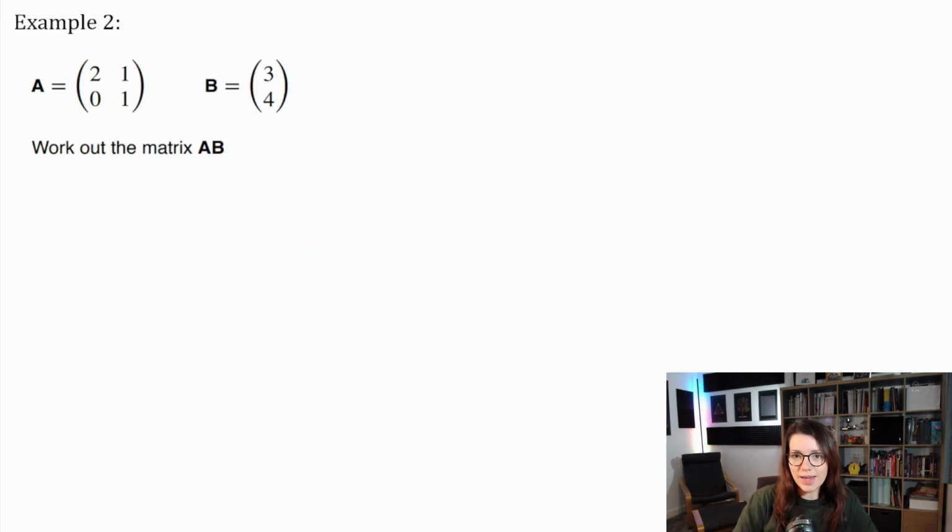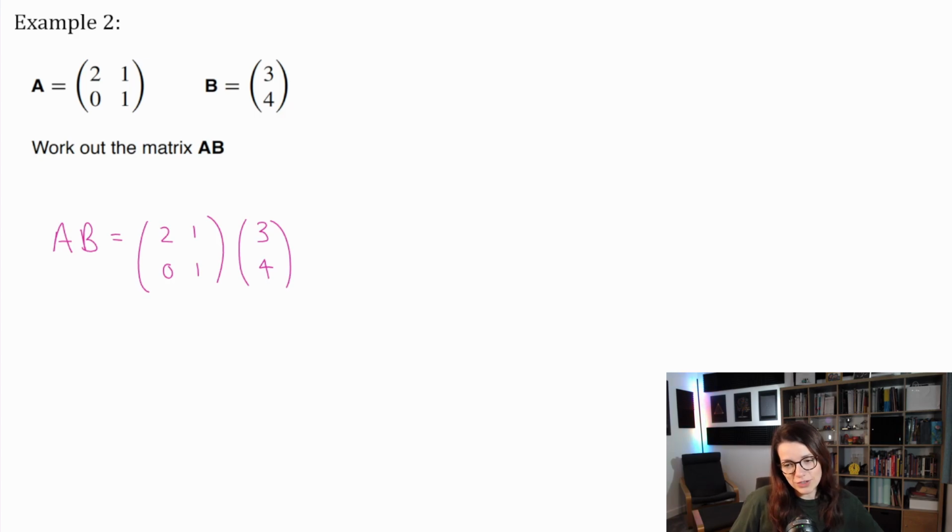Example 2, this time we have two matrices and they want us to multiply them together. In this order, AB would be this matrix multiplied by this matrix. Now, something important to note here about the dimensions of the matrices. By that I mean how many rows and columns there are. This matrix is called a 2 by 2 matrix because it has 2 rows and 2 columns. This matrix is called a 2 by 1 matrix because it has 2 rows and 1 column.